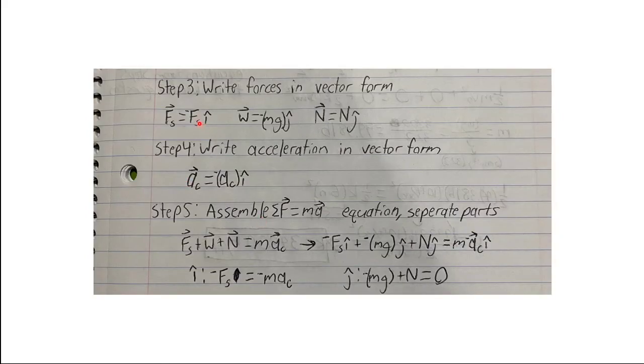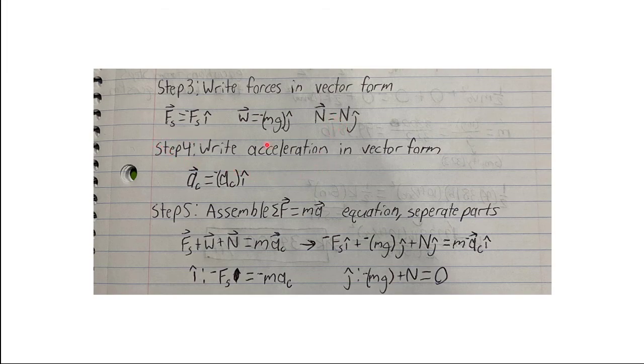You could write it out as either just spring force here, or you can do K delta x. Either way is fine. Your weight force is going down on the mass, so it's going to be in the negative j direction, and that's just found by your mg. And then you have your normal force, which is just going to be in the positive j direction.